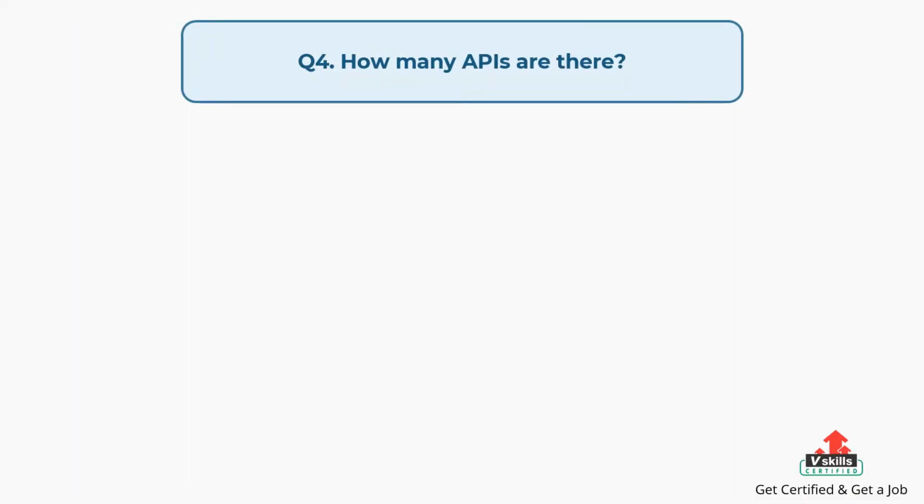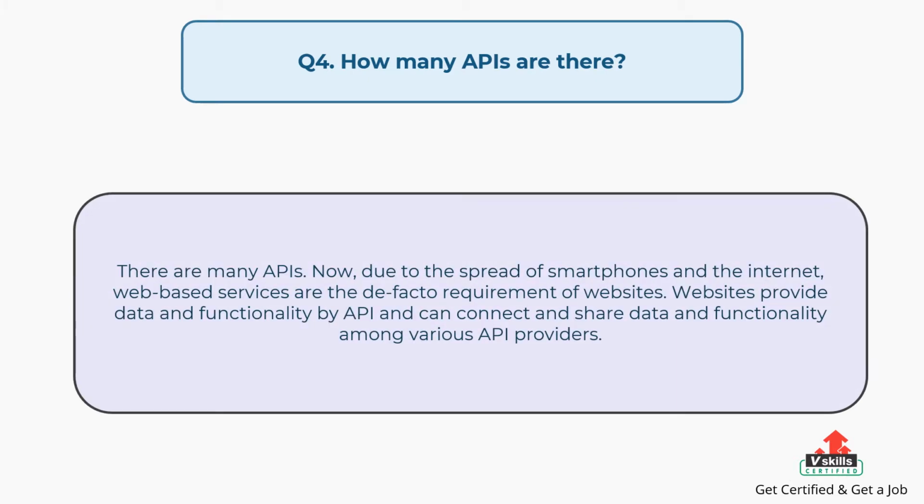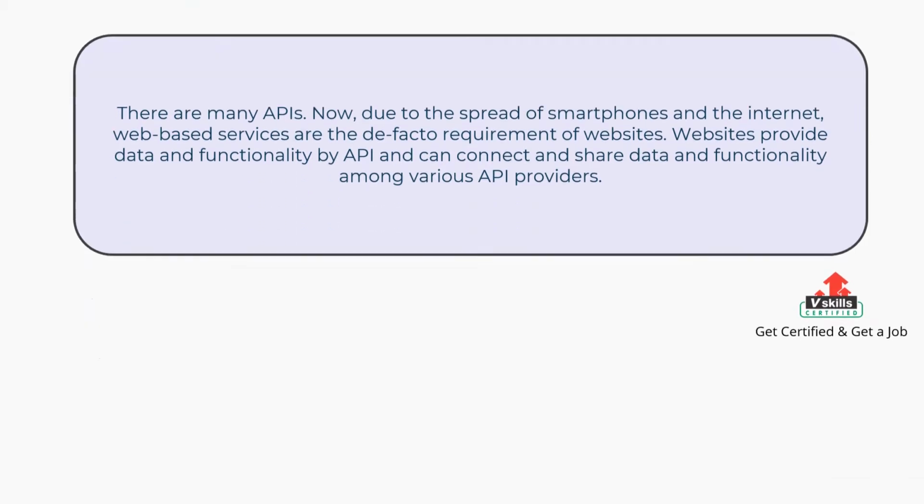Question number 4. How many APIs are there? The answer is there are many APIs. Now, due to the spread of smartphones and the internet, web-based services are the de facto requirement of websites. Websites provide data and functionality by API and can connect and share data and functionality among various API providers.